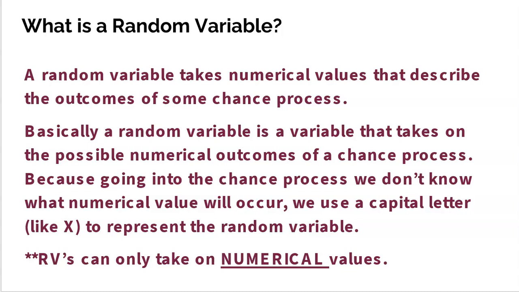So again, a random variable, just to explain it very simply, is you have a chance process. You have something where you don't know the outcome, but the outcome has to be a number. That's why we have to say it has to be a numerical value. So maybe it's as simple as rolling a die, and you don't know what's going to happen. You could get a 1, a 2, a 3, a 4, a 5, or a 6. That is the most basic example of a random variable. The chance process is rolling the die, and the numerical values that are possible are the outcomes of 1, 2, 3, 4, 5, or 6.